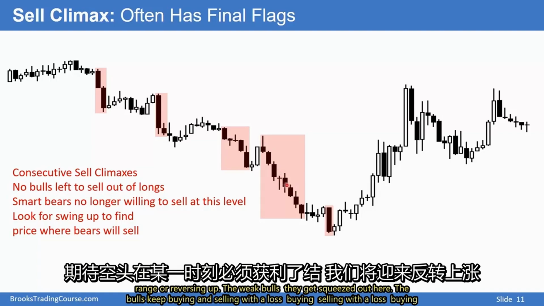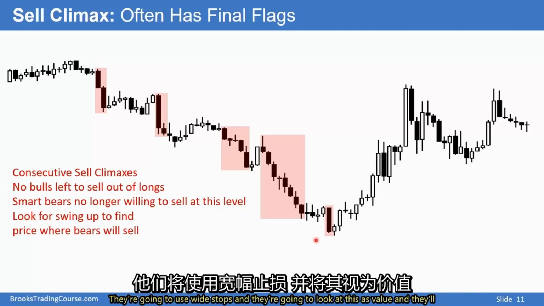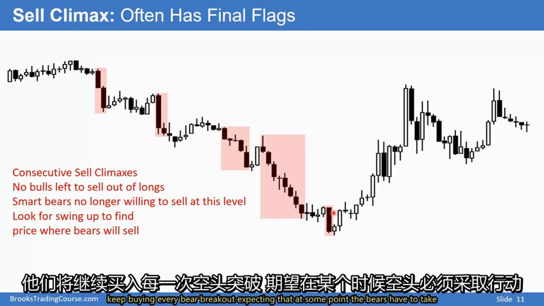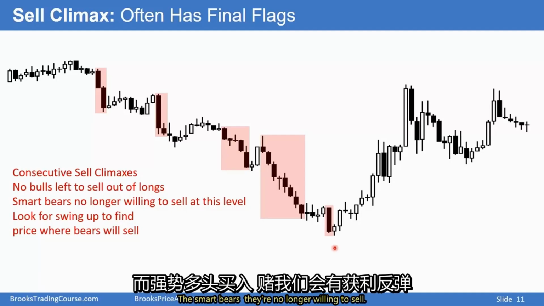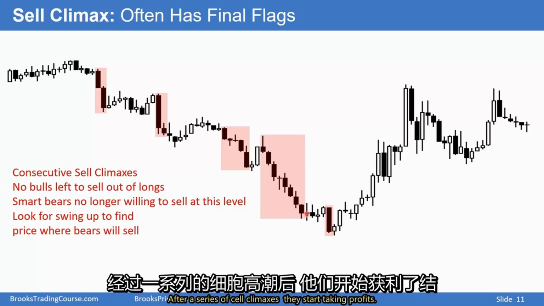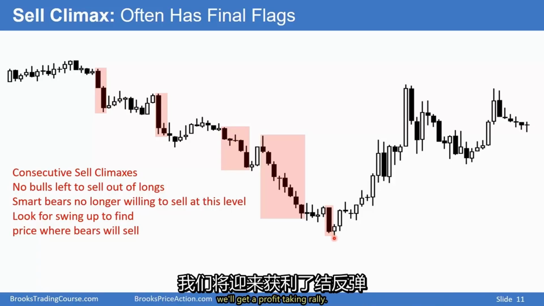The bulls keep buying and selling with a loss, buying, selling with a loss. And eventually there are no more weak bulls left. And all you're left with are strong bulls, and they're never going to get out. They're going to use wide stops, and they're going to look at this as value, and they'll keep buying every bear breakout, expecting that at some point the bears have to take profits and we'll get a reversal up. The smart bears, they're no longer willing to sell. After a series of sell climaxes, they start taking profits. So the strong bears are buying, taking profits, and the strong bulls are buying, betting that we'll get a profit-taking rally.